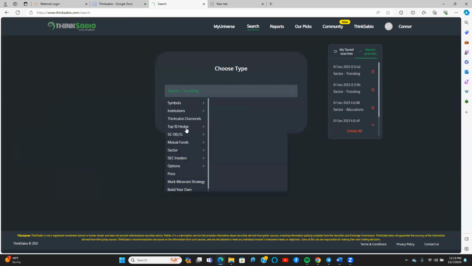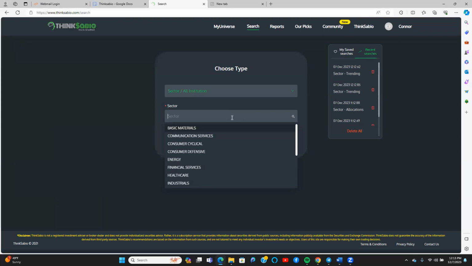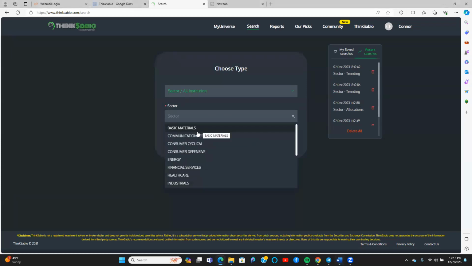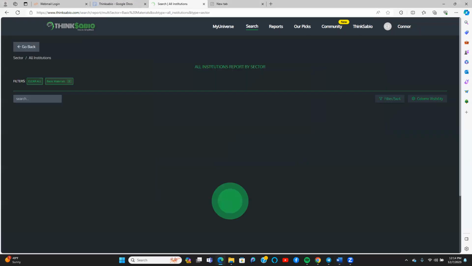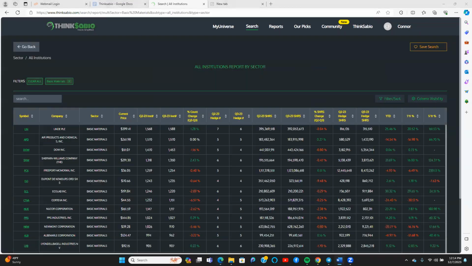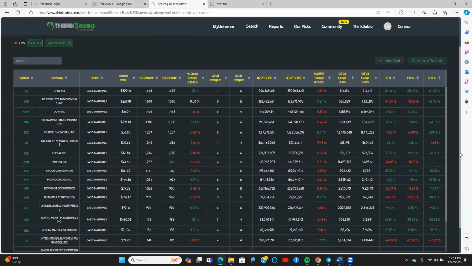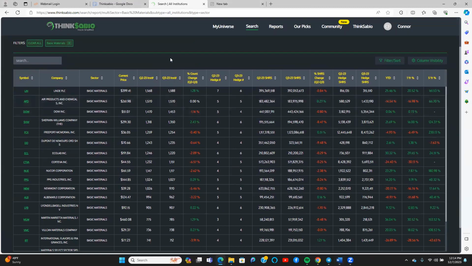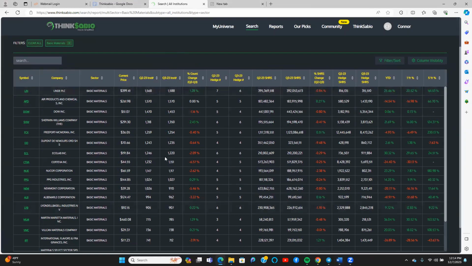So next we're going to look at all institutions. This looks at how different institutions are investing in particular sectors, which sectors are seeing the most institutional investment. For this example, we'll look at basic materials. So this report looks at the major institutional investments and sees which stocks of a particular sector are seeing the most institutional investment. So they're sorted from most institutional investment in the latest quarter to the least institutional investment.